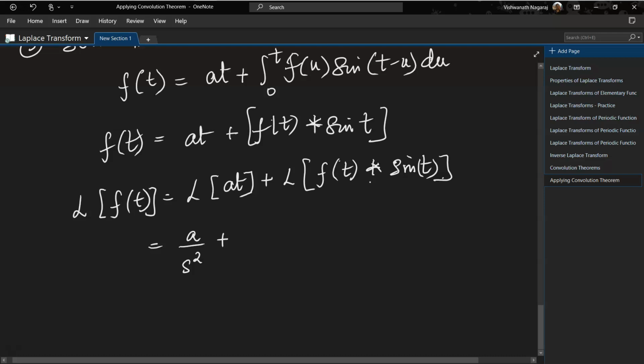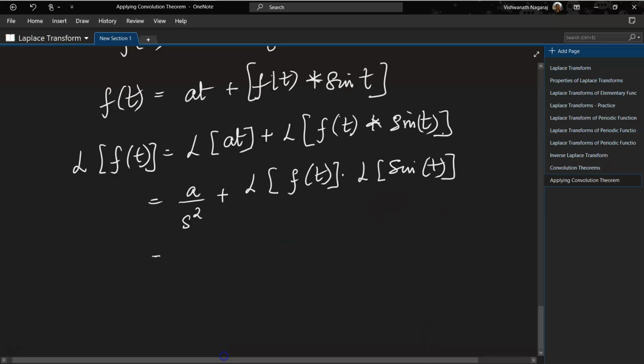convert it into a simple multiplication. So what do we say? Laplace transform of f of t times Laplace transform of g of t. I'm saying instead of g of t, it is sine of t. Okay. So which is equal to a by s square plus Laplace transform of f of t times, now Laplace transform of sine of t is 1 by s square plus 1.